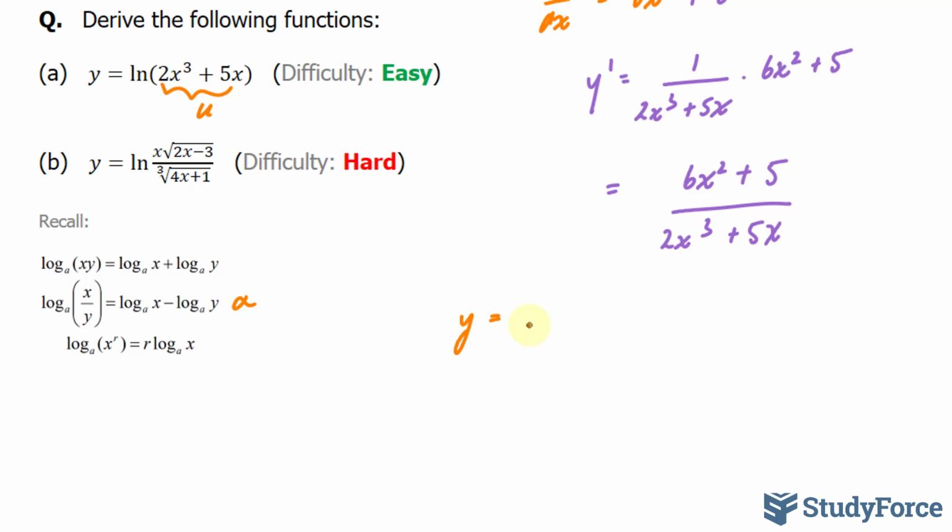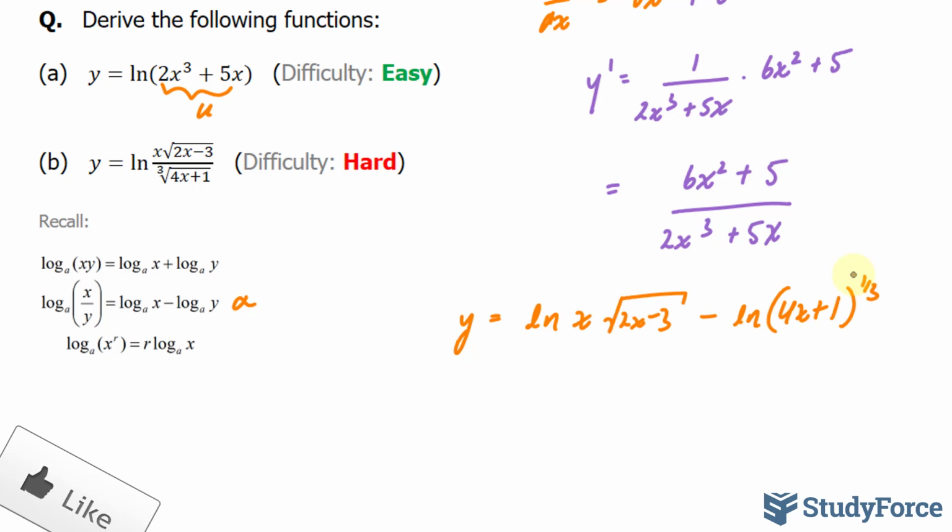y is equal to ln(x times the square root of 2x minus 3) minus ln((4x + 1) to the power of a third). What I did is I switched this radical to an exponent. And you can do that. Mathematically it means the same thing.